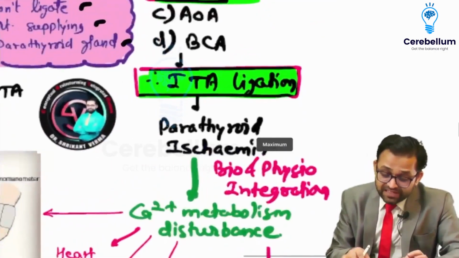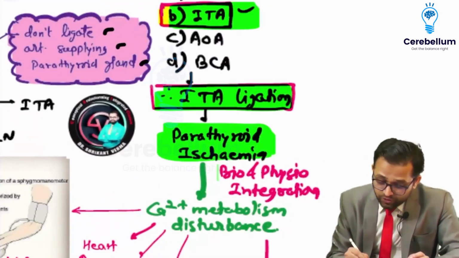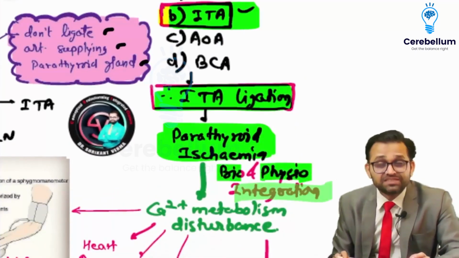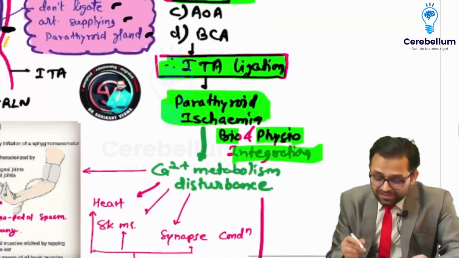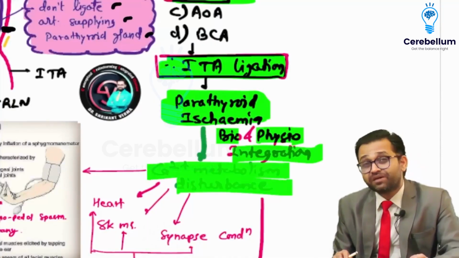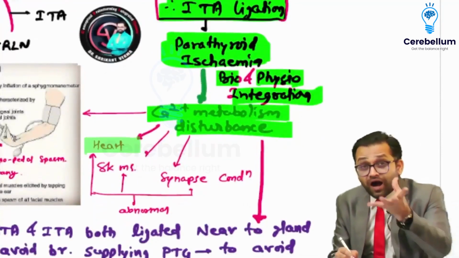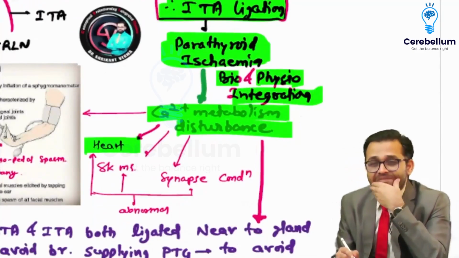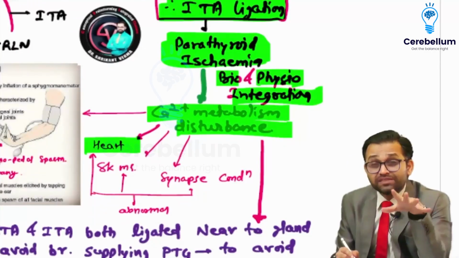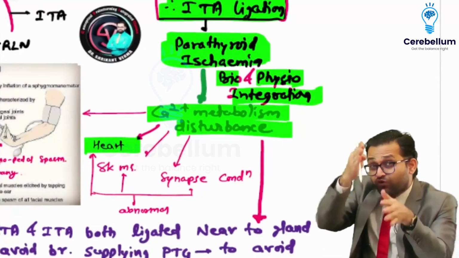Yes, if you are ligating the inferior thyroid artery, then parathyroid ischemia is there. Then we are doing the biochemistry, physiology, and medicine integration. This parathormone is responsible for calcium metabolism, so there is a disturbance in the calcium metabolism. Agree, sir? Calcium is important for heart contraction. Yes. No calcium, no heart contraction. You all know calcium is responsible for the plateau phase.